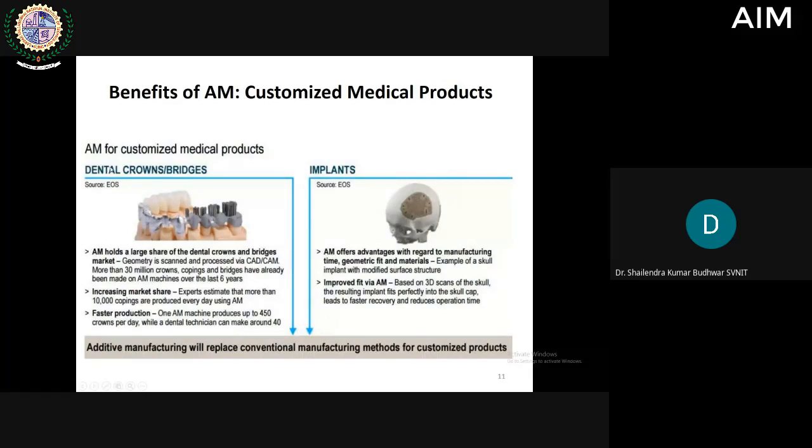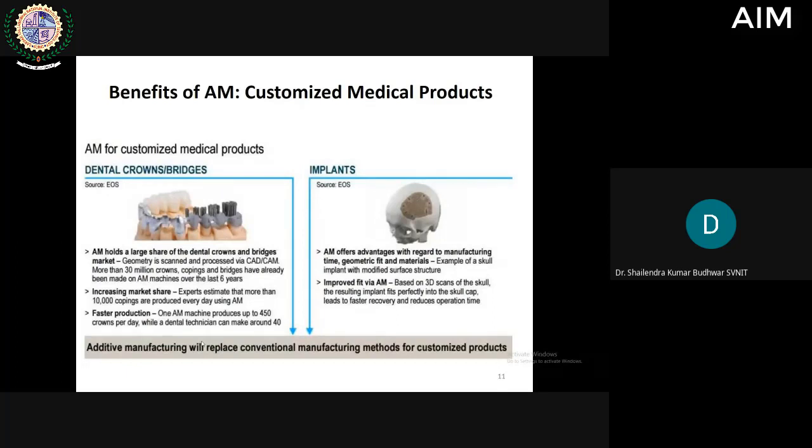So additive manufacturing is widely used for fabrication of customized medical products. You can take the example of dental crowns and bridges. Additive manufacturing holds a large share of the dental crowns and bridges. Geometry is scanned and processed via CAD/CAM. More than 30 million crowns, copings and bridges have already been made on AM machines over the last 6 years. And experts estimate that more than 10,000 copings are produced every day using additive manufacturing.